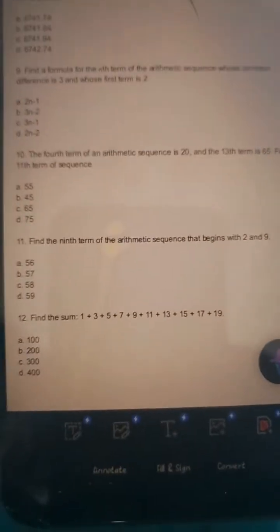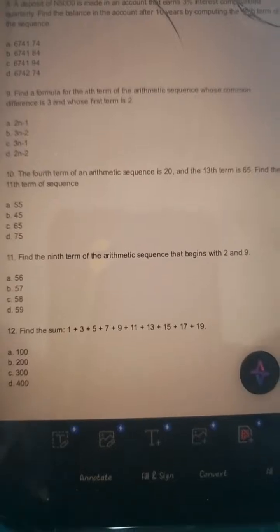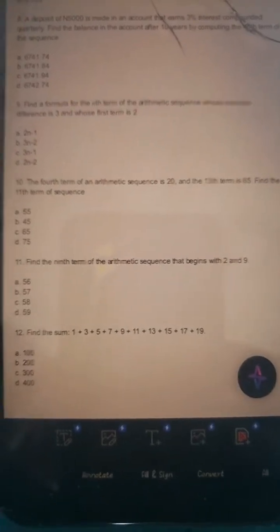In today's class, we're talking about how to find a particular term making use of your calculator. That's your Casio calculator.